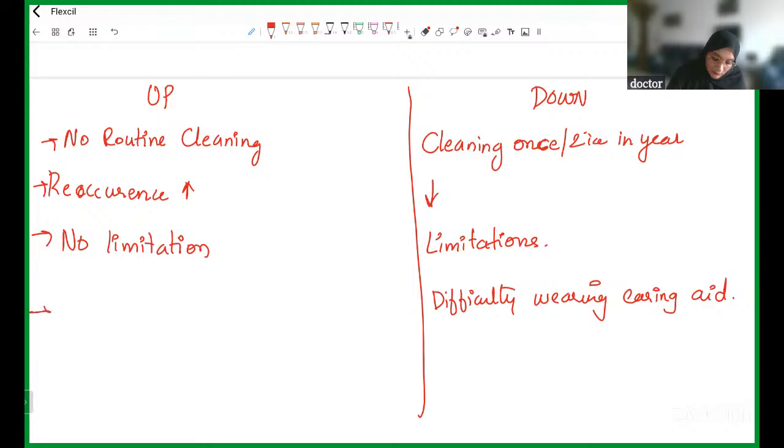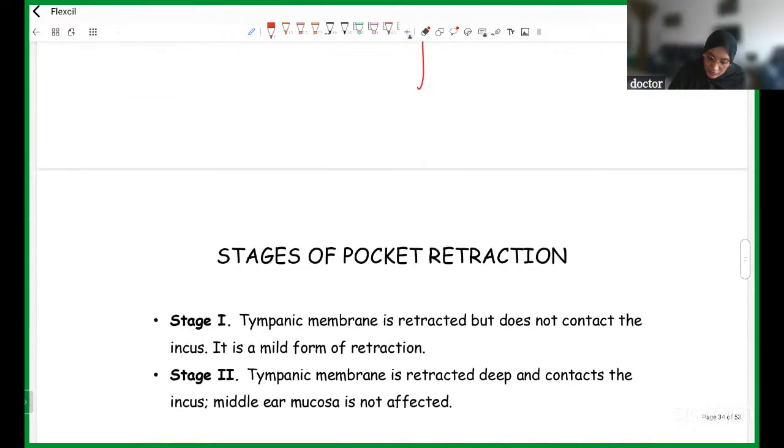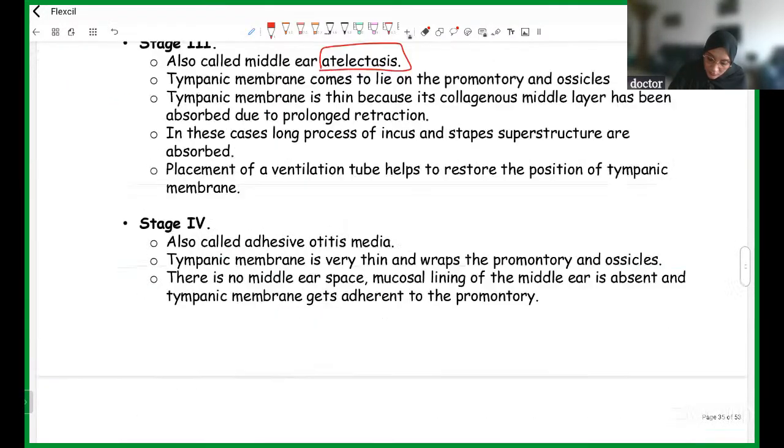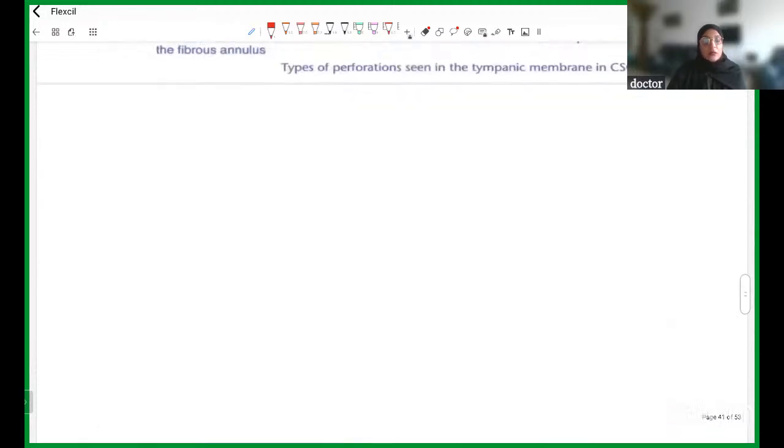But here he can wear a hearing aid. These are small comparisons of canal wall up procedure and canal wall down procedure. We have finished with stages of pocket retraction, right? Chronic suppurative otitis media. Okay.